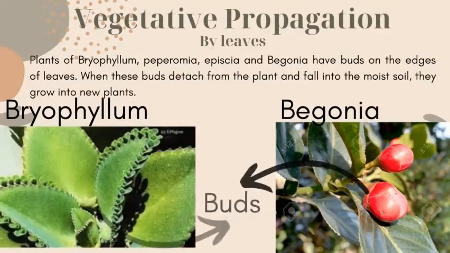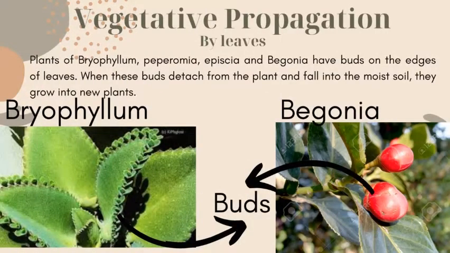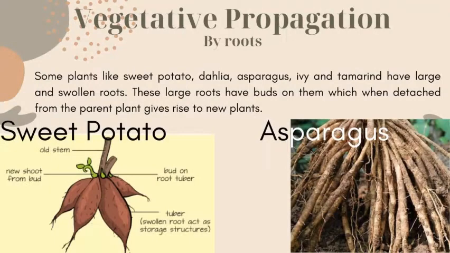Vegetative propagation by leaves. Plants of bryophyllum, peperomia, begonia and others have buds on the edges of leaves. When these buds detach from the plant and fall into the moist soil, they grow into new plants. By roots. Some plants like sweet potato, dahlia, asparagus, ivy and tamarind have large and swollen roots. These large roots have buds on them which, when detached from the parent plant, give rise to new plants.